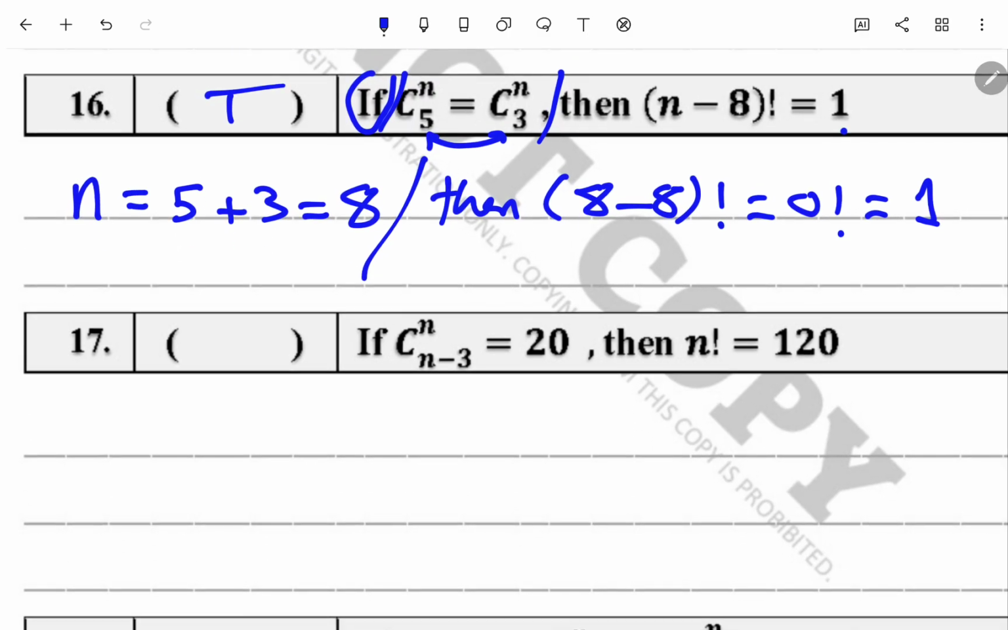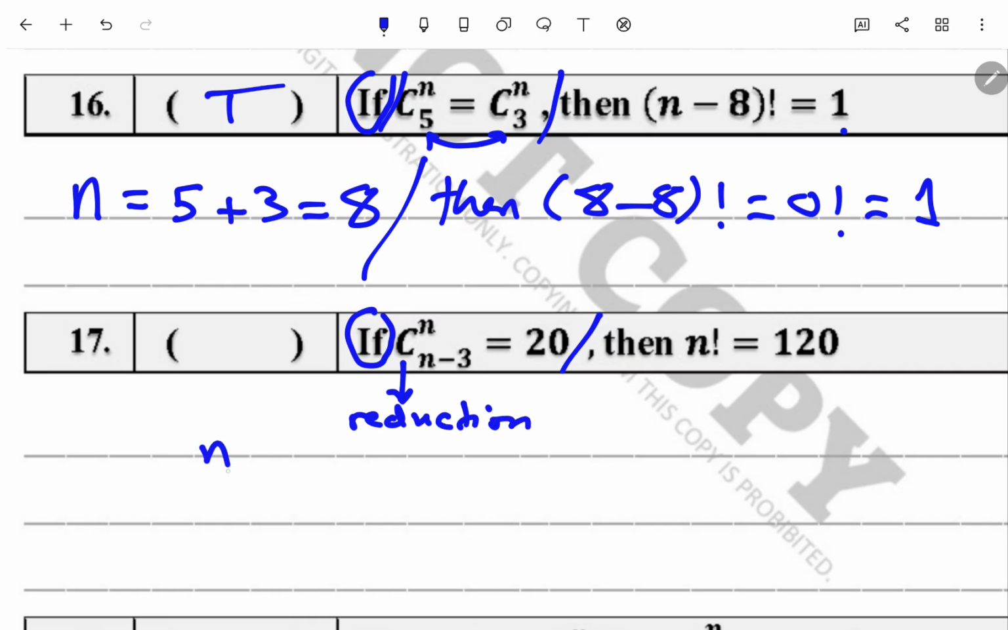In 17, you're going to have this given, which is n combination n minus 3 equals 20. By the reduction rule, you are going to write it as n combination 3.